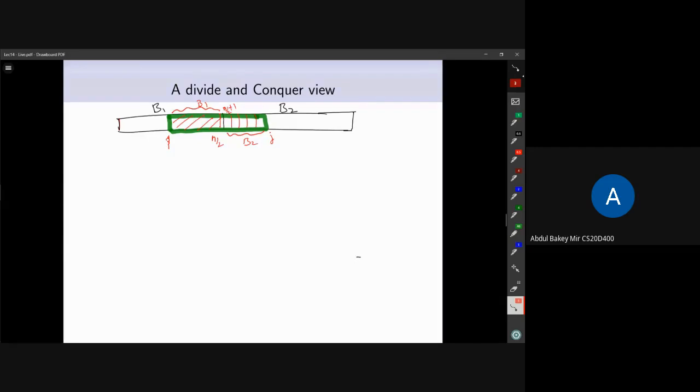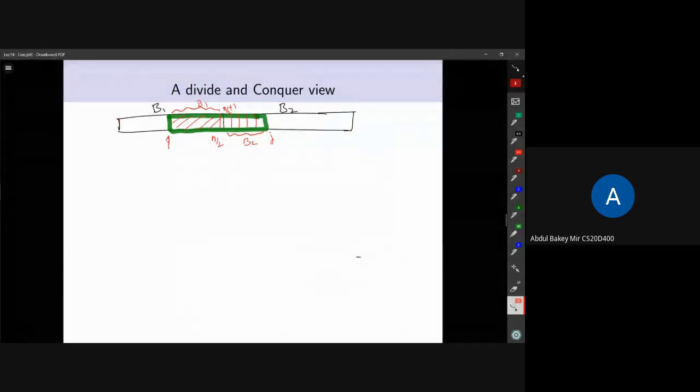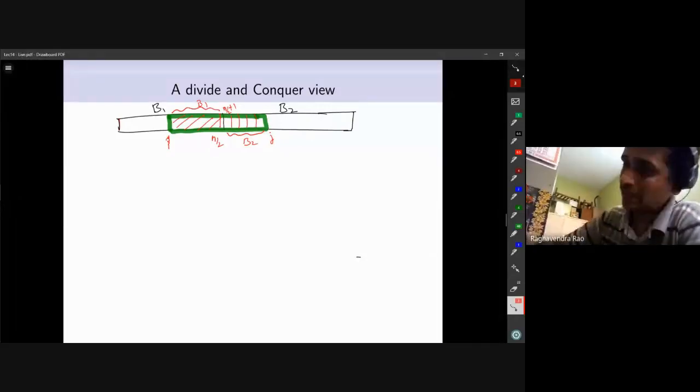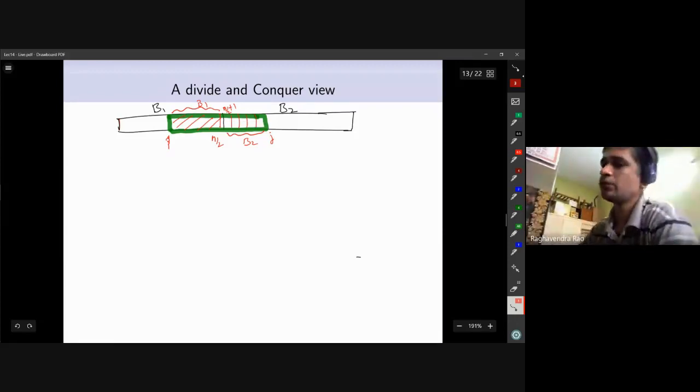Maximum of all arrays from the left which end at n by 2 and from the right which start at n by 2 plus 1. Very good. So we basically see if you take the maximum among all possible ones here and the maximum among all possible ones here and add them, that should give you the maximum, right?